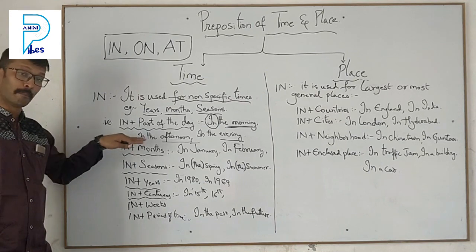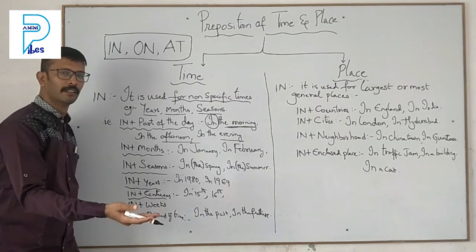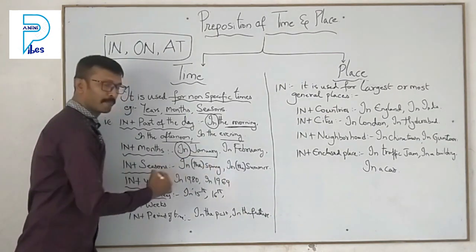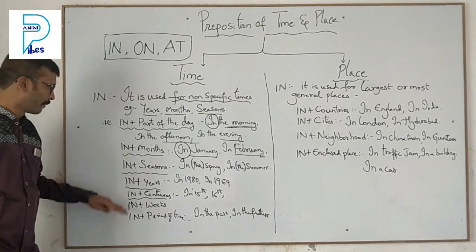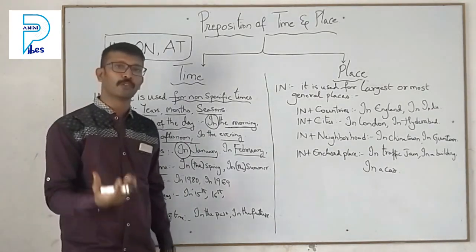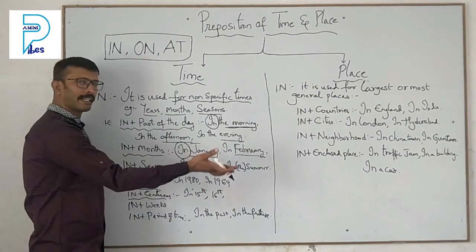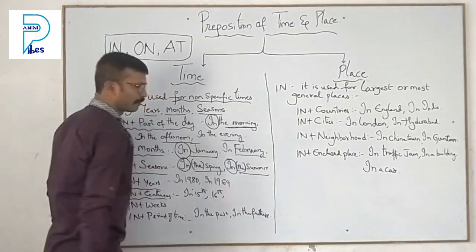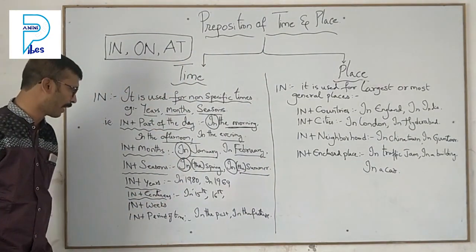And let us come to the months. In plus months: when we are using the months, we use the preposition in. For example, in January, in February, in March, in April, and so on. In plus season: in the same way, when we talk about seasons, we use in as a preposition of time. So in spring, or in the spring season, in the summer season. The mangoes are available in the summer season. In this way we use in as a preposition of time.